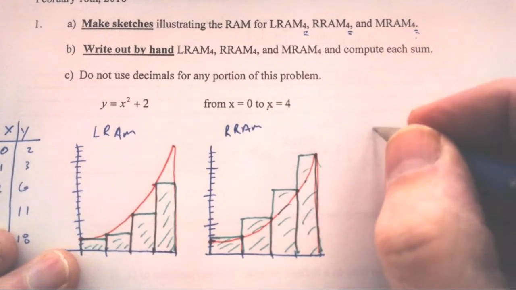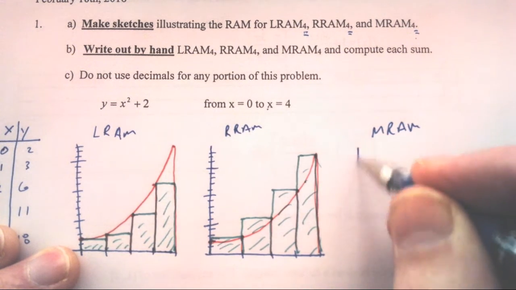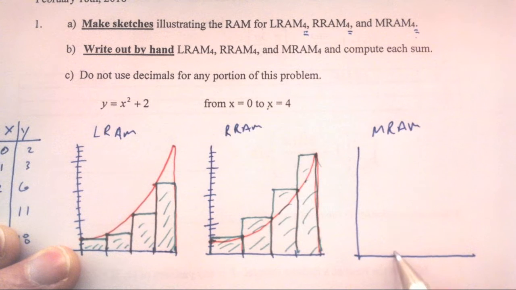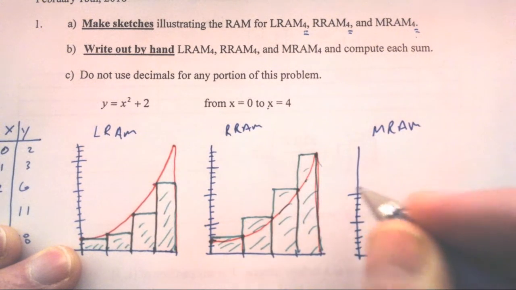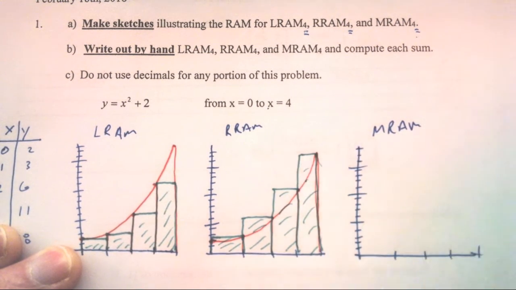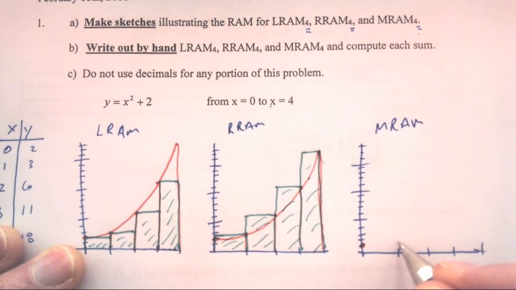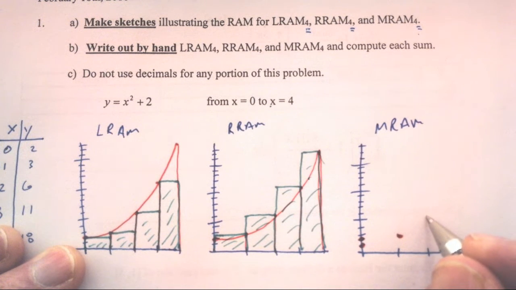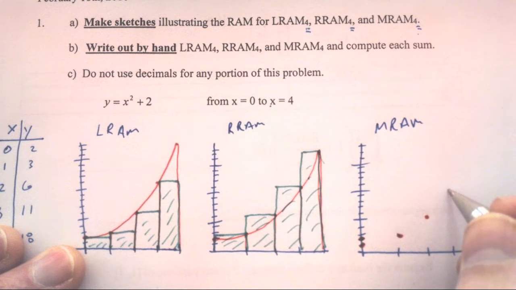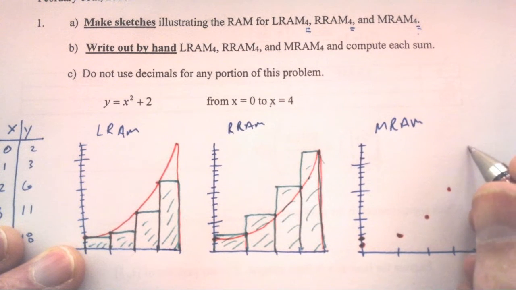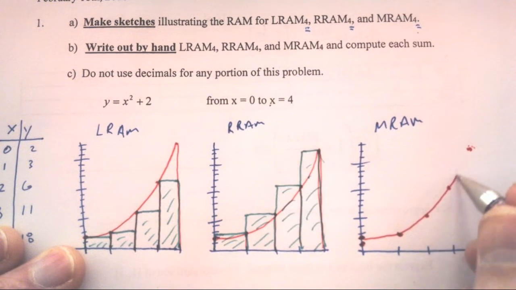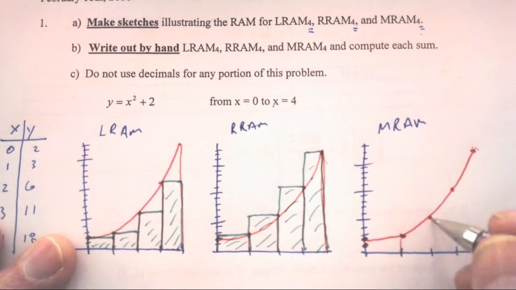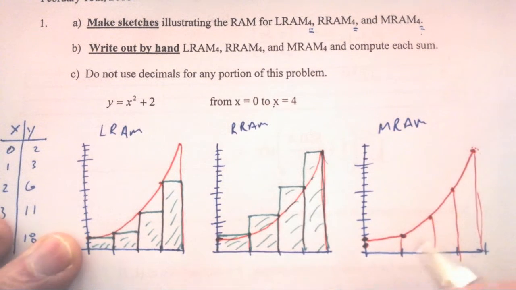And MRAM. Same curve, 1, 2, 3, 4, 1, 2, 3, 4, 5, 6, 7, 8, 9, 10, 11, 12, 13, 14, 15, 16, 17, 18. 0, 1, or excuse me, 0, 2, 1, 3, 2, 6, 3, 11, and 4, 18. And MRAM, we should show that we're coming up the midpoint here.